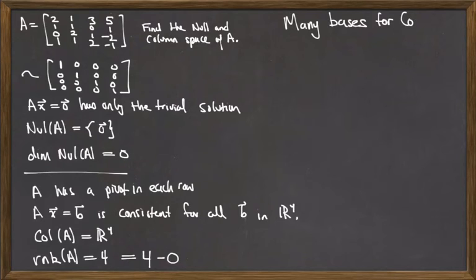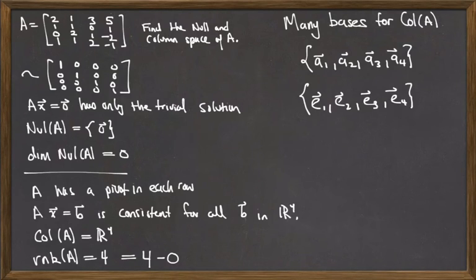There are many bases for the column space of A. I could take the actual columns of A, A1 through A4, these columns right here. They span, and they are linearly independent because there's a pivot in every one of those columns. Because the column space is R4 itself, it's somewhat of an unnatural choice. A better choice probably for a basis for R4 are the columns of the identity matrix, e1 through e4. They both span the same space. They span the entirety of R4, and these both form a basis for the column space of A. Whichever one you prefer to work with is entirely up to you.